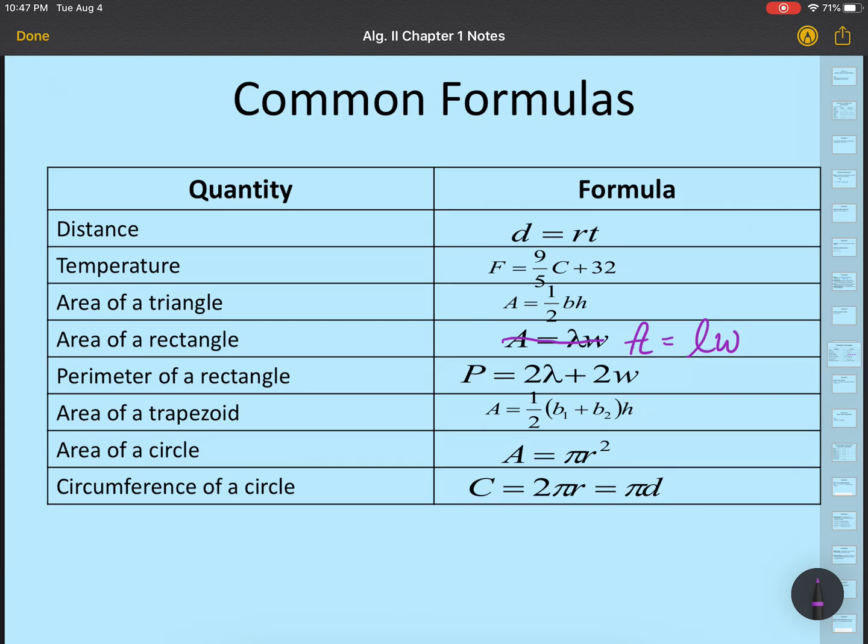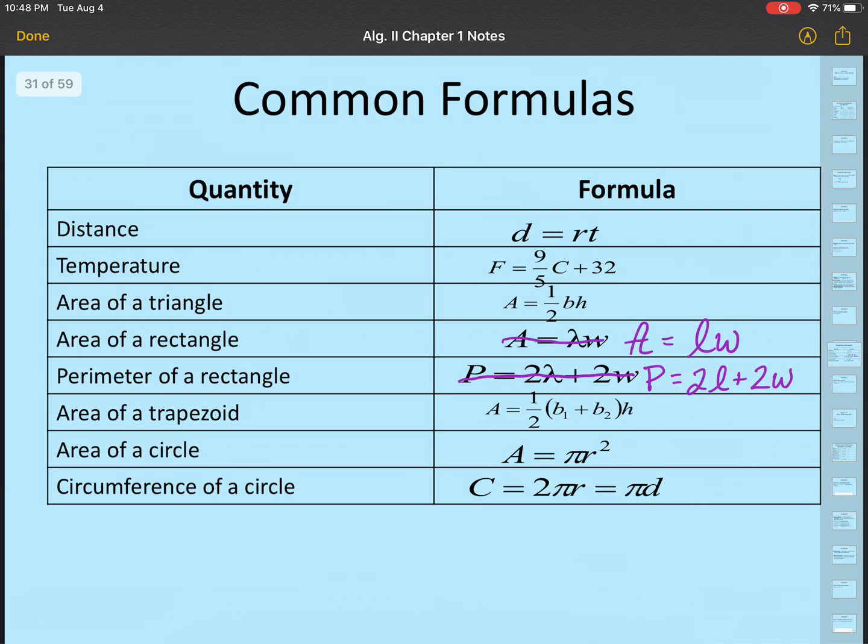And the perimeter of a rectangle, I'm going to change this one too a little bit, is just 2 times the length plus 2 times the width. The area of the trapezoid is the area equals 1/2, then I'm going to add both of my bases together, that's what B1 and B2 mean, then multiply that times the height, h. The area of a circle is just pi r squared. And the last one, the circumference of a circle, is 2 pi r, or 2 times pi times the radius, or just pi times d, or pi times diameter.